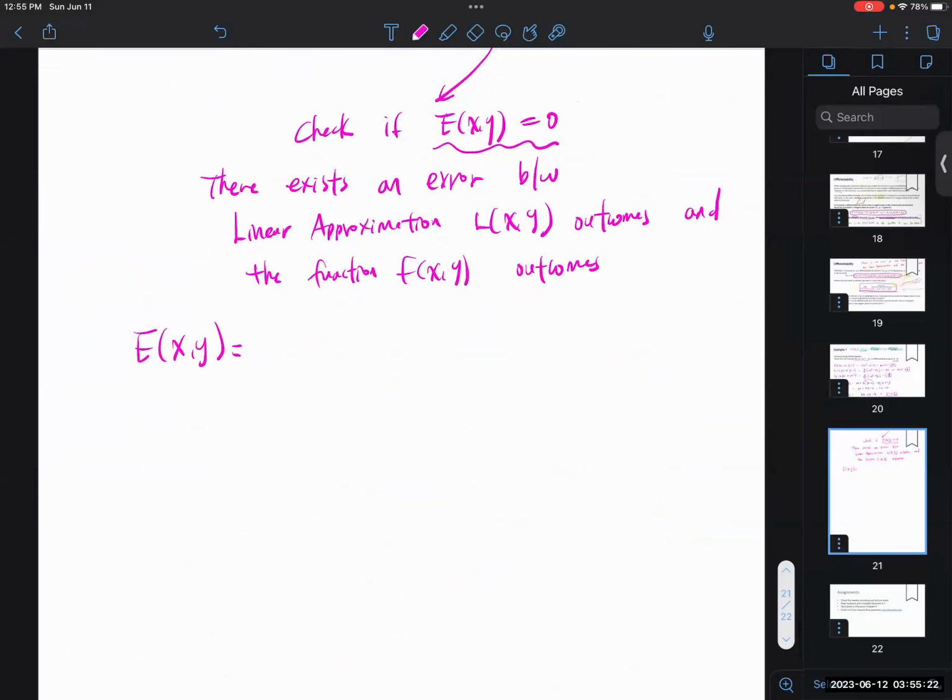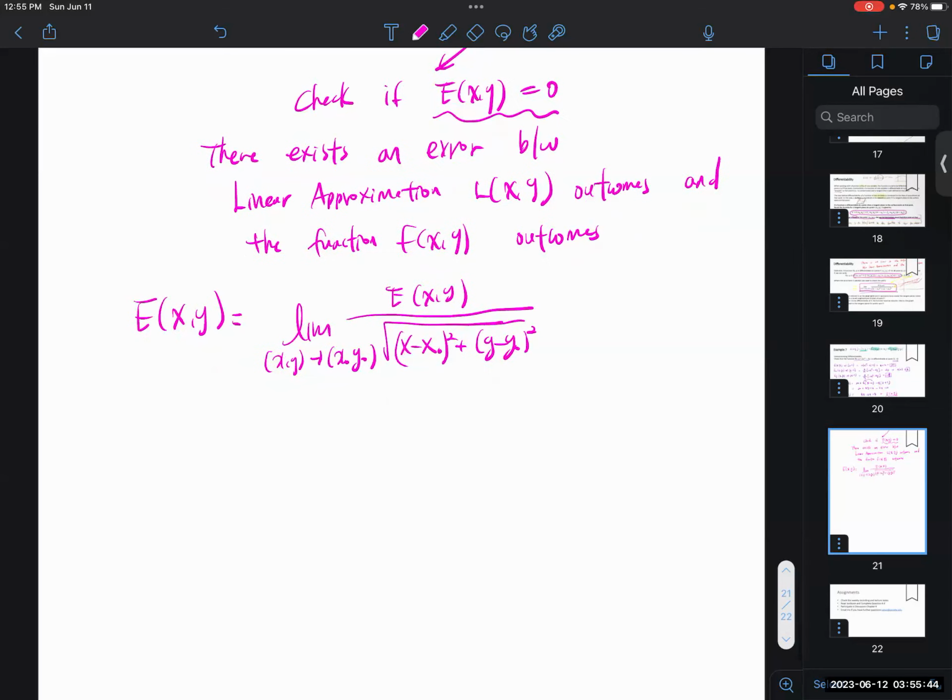So E, we are going to find out the error, whether it is 0 or not. So the limit as (x, y) goes to (x0, y0) of E(x, y) over the radical of (x minus x0) squared plus (y minus y0) squared. So let's do the work.